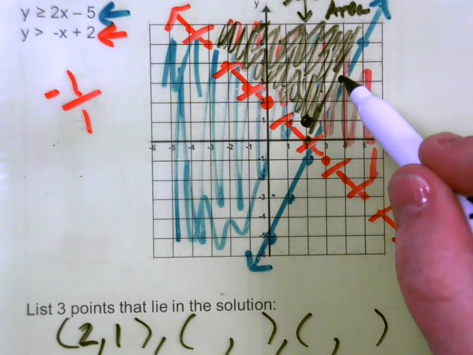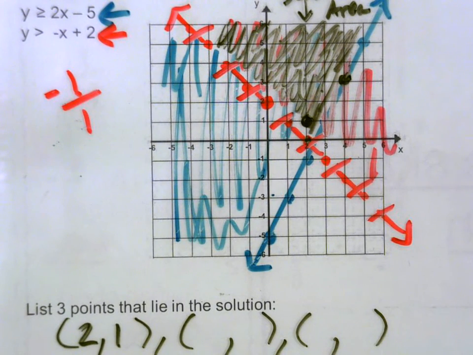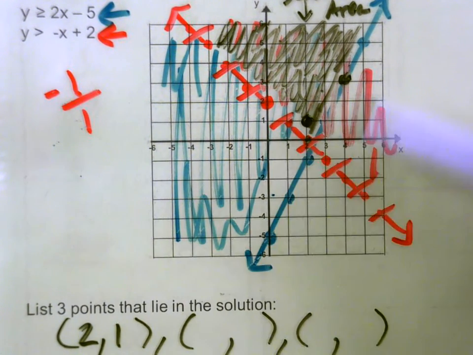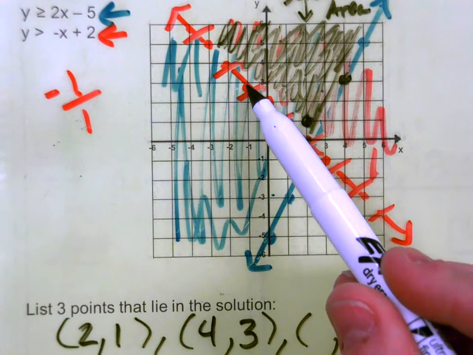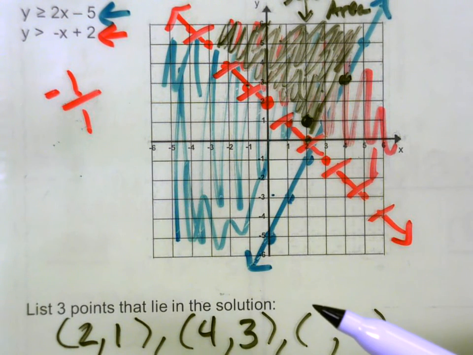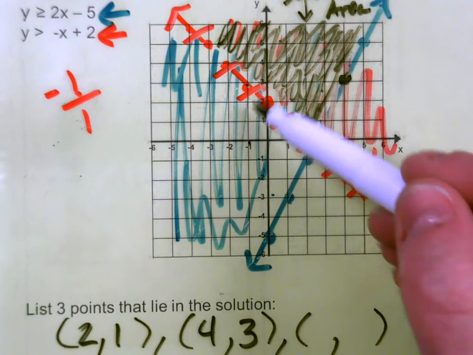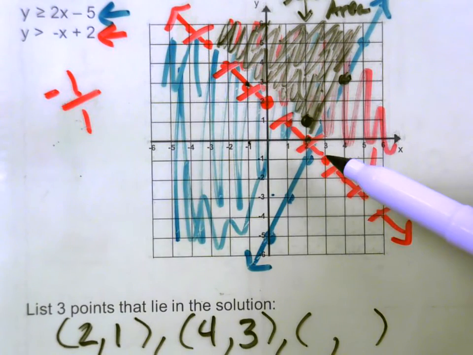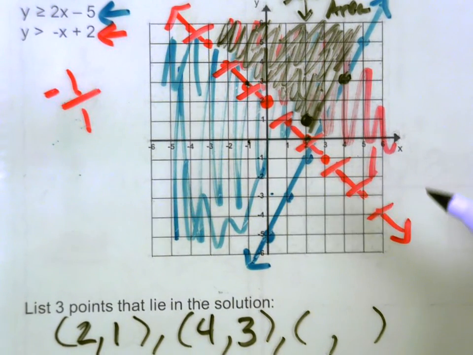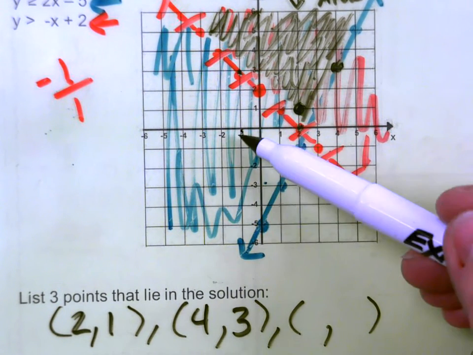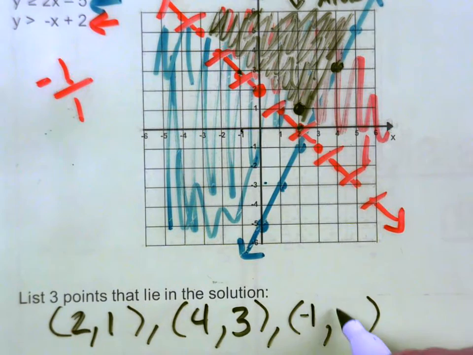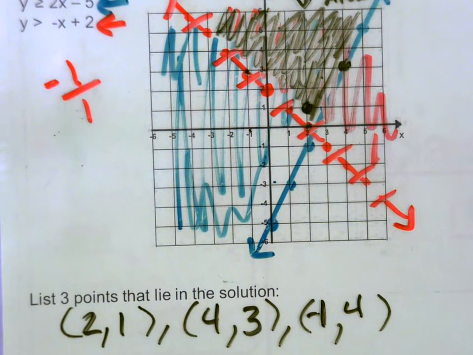What about 4, 3? What about over here on this solid line? Yes, that would work because it's on the solid line. So 4, 3 does work. But what about -1, 3? Look, -1, 3 is on the dashed line, and anything that falls on the dashed line does not work. But -1, 4 would work.